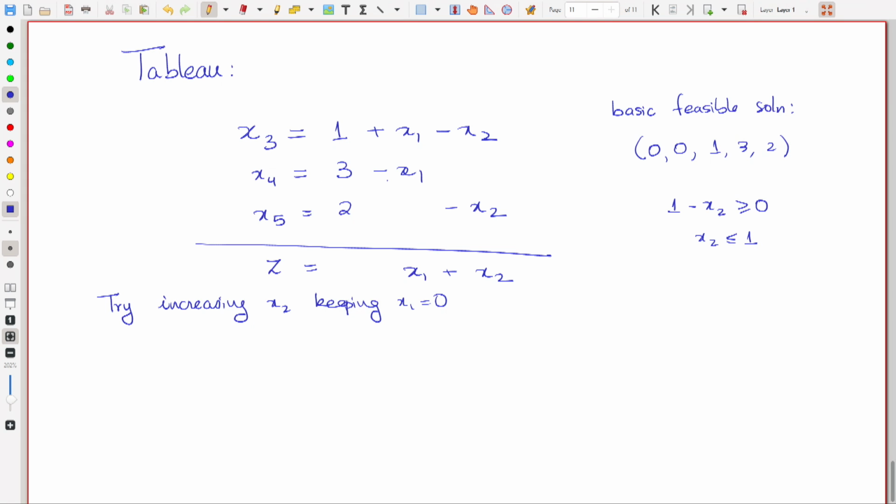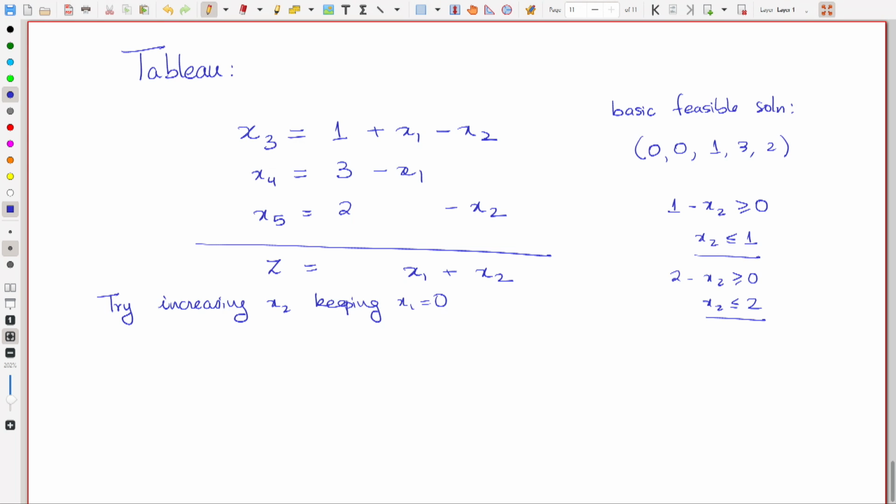What about the second equation? The second equation does not involve x2 at all, so it does not give any constraint on x2. The third equation tells us that x5 is 2 minus x2. So, we are saying that 2 minus x2 should be greater than or equal to 0, which means that x2 should be less than or equal to 2. So, we cannot increase x2 beyond the value 1, right.